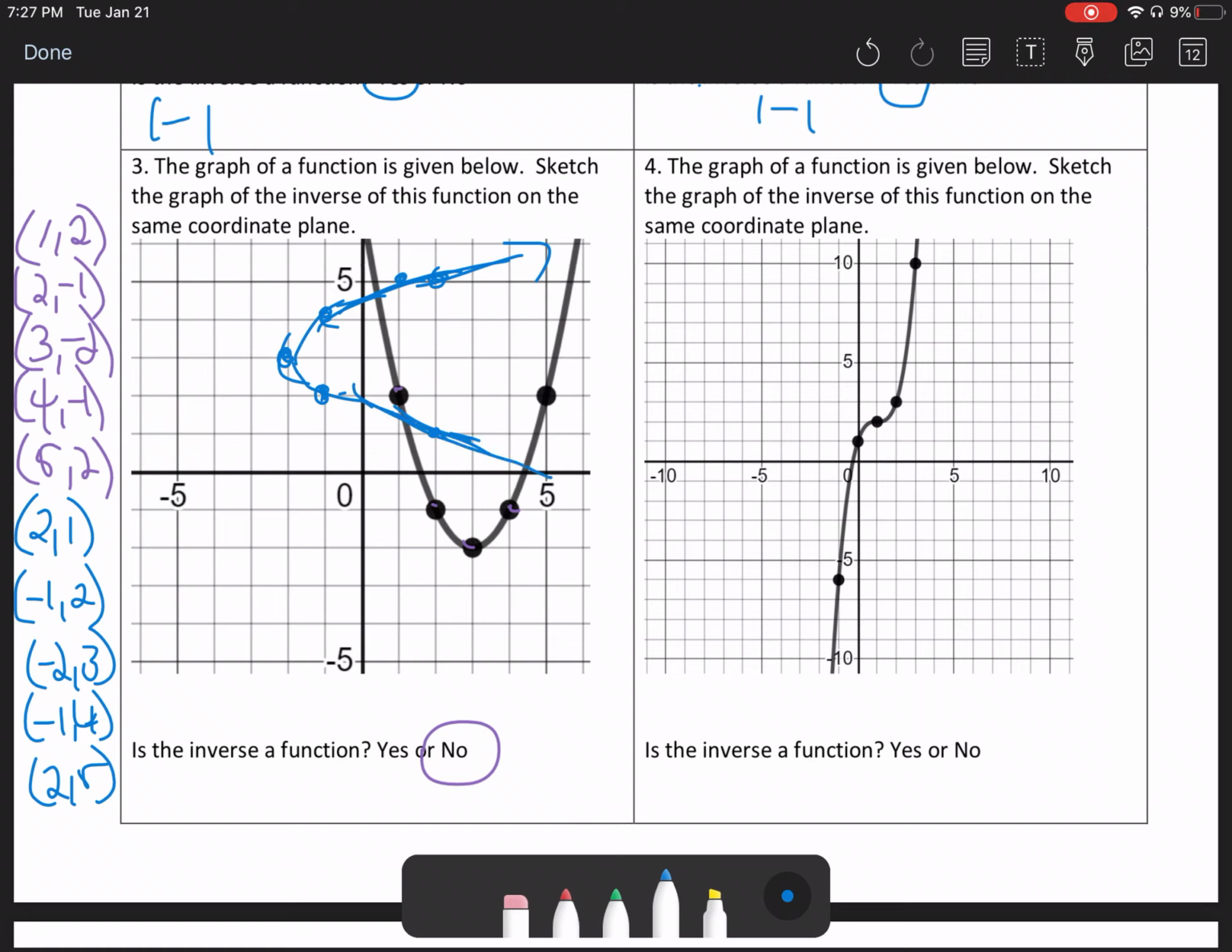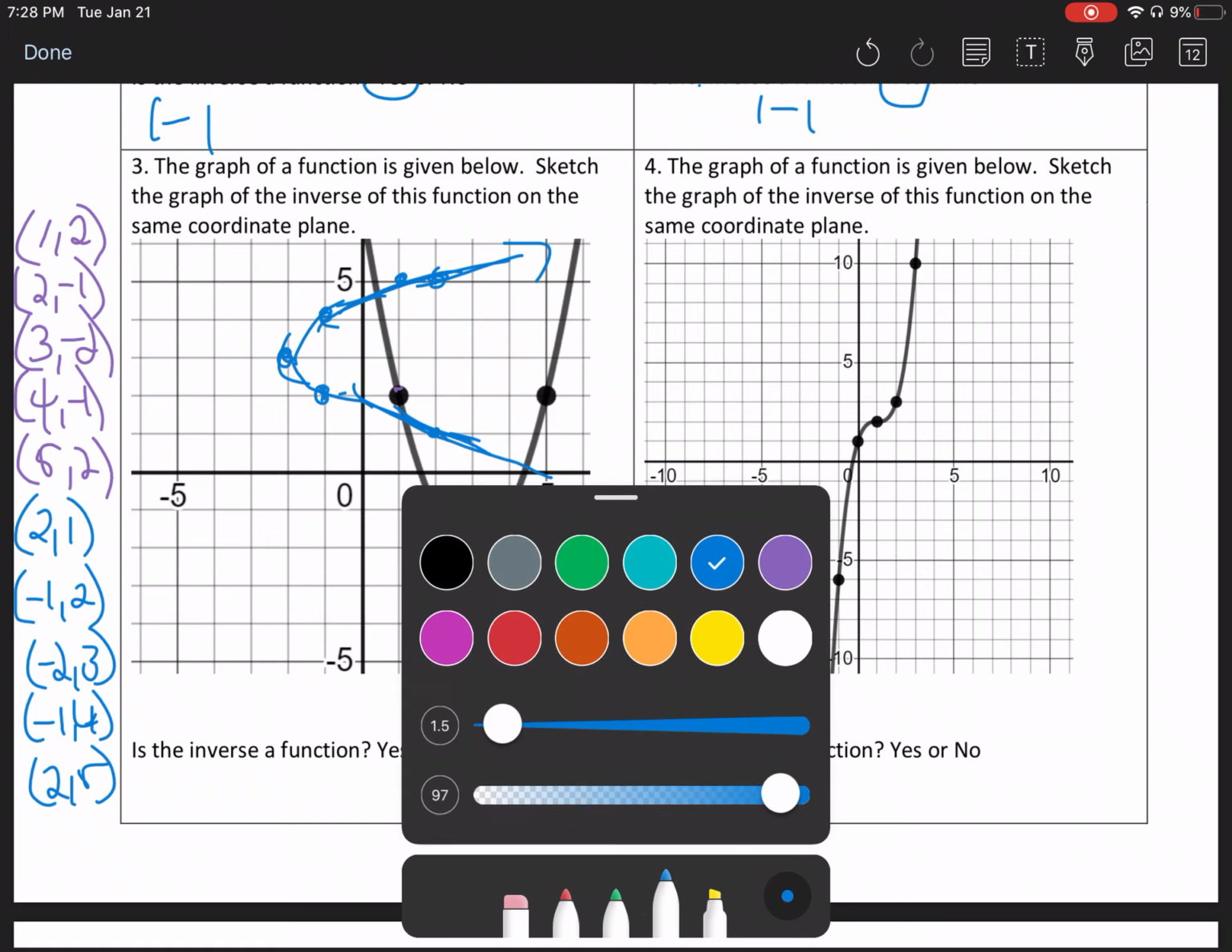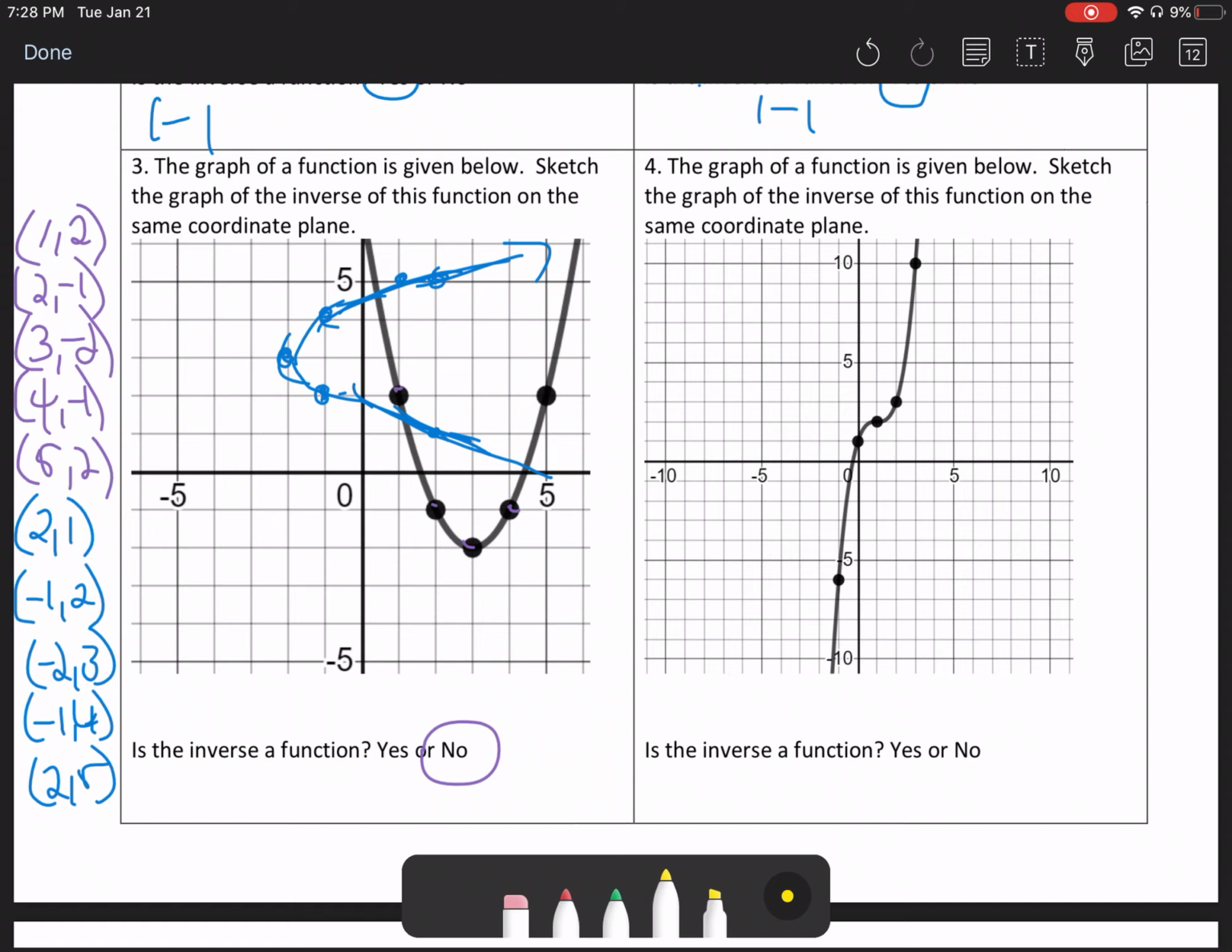I can tell that the inverse is not a function because if I draw a vertical line, do you see that it does intersect it more than once? So it definitely is not a function. Okay, and we can do our little check here where we graph the line y equals x. And you guys will see that it does reflect on top of itself.